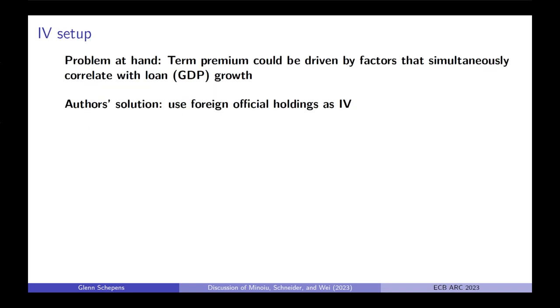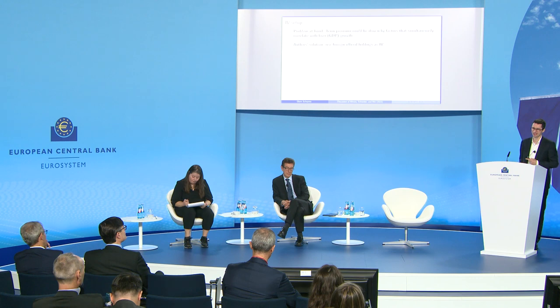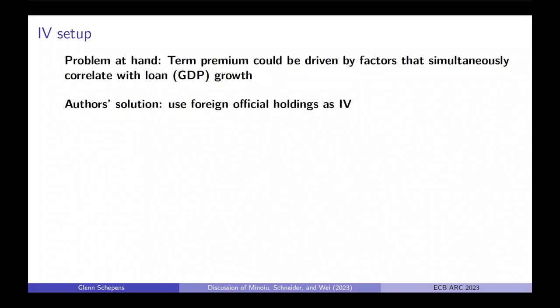Okay, then, and you already alluded to this in your talk, this IV setup. There's a number of things that I'd like to say about that as well. So the problem at hand is that, obviously, if you're interested in the causal impact of this term premium, you're very much aware that this could be driven by factors that simultaneously correlate with loan and GDP growth. And you have multiple exercises that try to fix this, one of them being this IV setup.